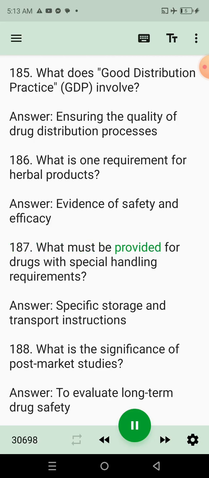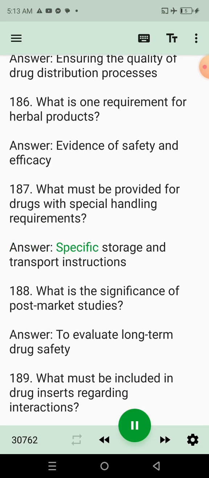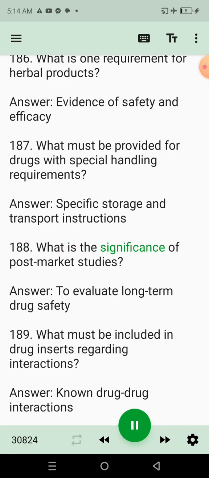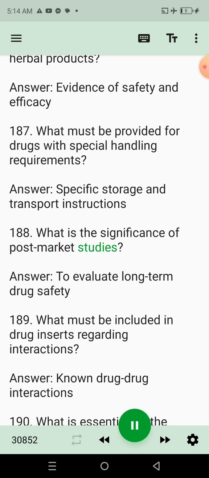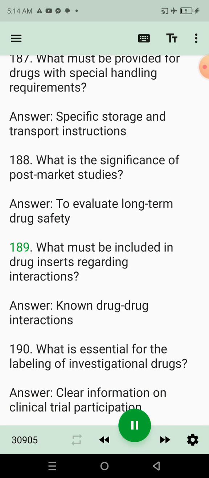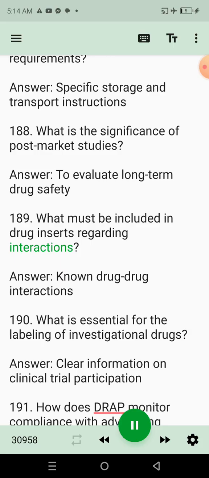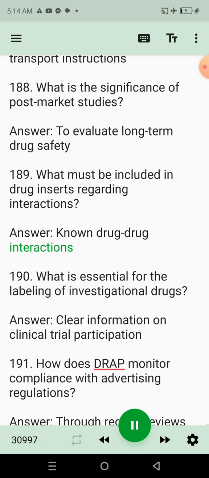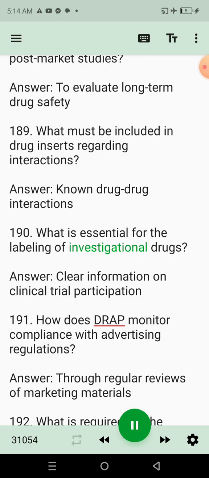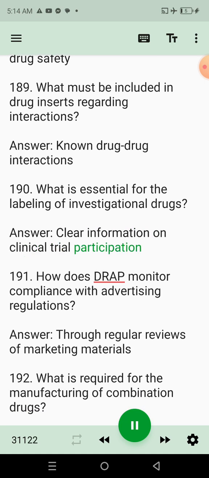187. What must be provided for drugs with special handling requirements? Answer: specific storage and transport instructions. 188. What is the significance of post-market studies? Answer: to evaluate long-term drug safety. 189. What must be included in drug inserts regarding interactions? Answer: known drug-drug interactions. 190. What is essential for the labeling of investigational drugs? Answer: clear information on clinical trial participation.